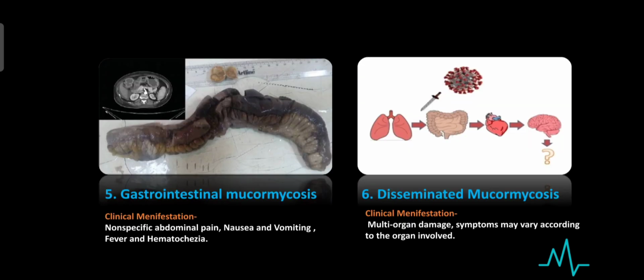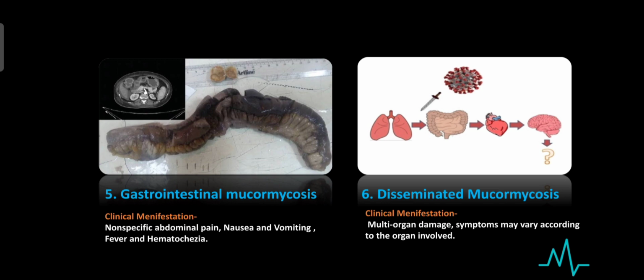So next type is the gastrointestinal mucormycosis. This type of mucormycosis is not so common, because the patient does not survive that long that the patient may develop this particular type of mucormycosis, right? Maybe the patient gets cured, or the patient dies in between, most of the time. But some patients can develop gastrointestinal mucormycosis as well.